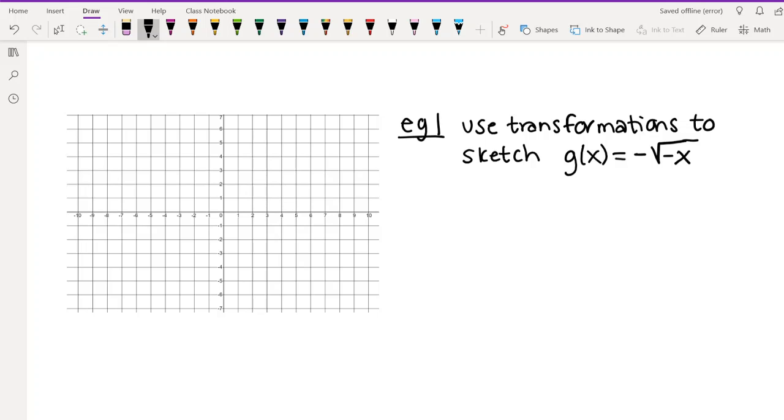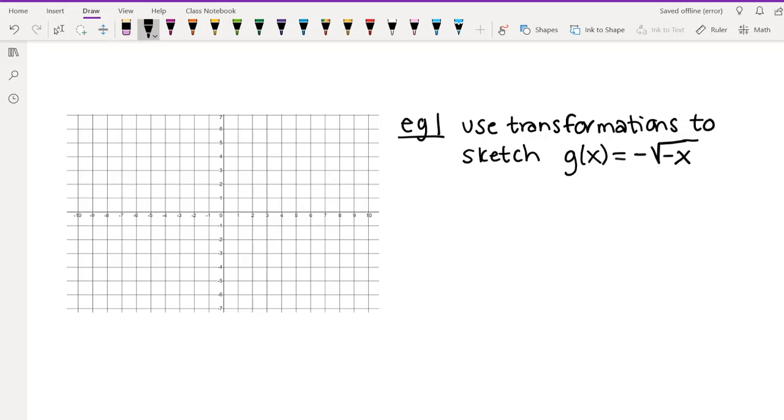So what's going on in this case? Well, this time we actually have two negative signs. And it might be tempting to think that they cancel each other out, but they actually don't in this case. And the reason is that one of them is inside the square root and one of them is outside. So they don't really interact with each other.